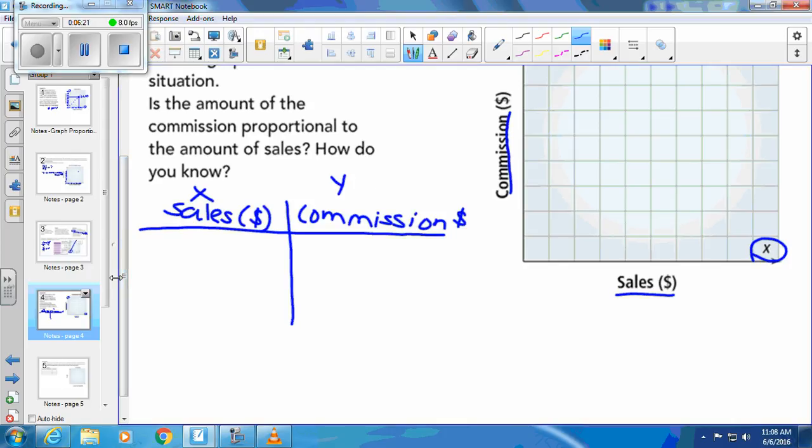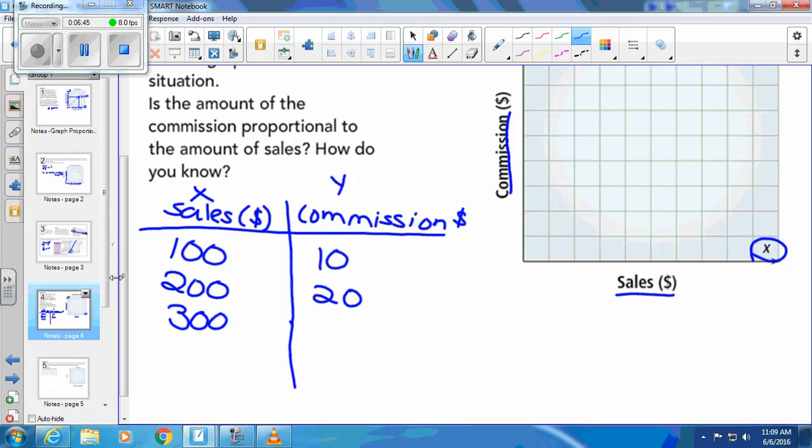First, I kind of need to figure out how much the salesperson gets. If he gets a 10% commission on the sales of energy appliances, I know that if he sells $100 worth of items, he's going to get 10% of that, which is going to give me 10. If he sells $200 worth of items, he will get a $20 commission. If he sells $300 worth of items, he will get a $30 commission, $400, $40. Notice I don't have to put the dollar signs every single time because I already put the label within my title. So we're going to go through and set up our graph.